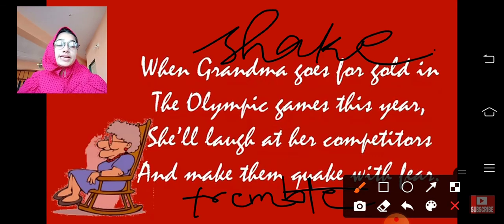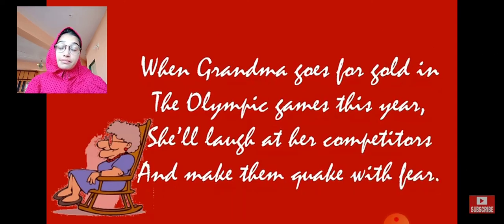Here it says when grandma goes for gold in the Olympic Games this year, she'll laugh at her competitors. Look at her confidence, how she is dealing with her competitors at this age. She will laugh at her competitors and make them quake with fear. Quake means tremble, means shake with fear. So as you can see the confidence in the grandma, that even at this age, when our body is not physically that fit, at that time also she is participating in the Olympic Games and she's making others quake with fear with her laugh. She's that confident.